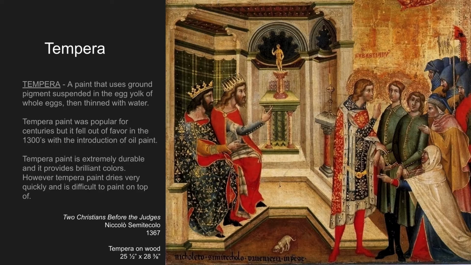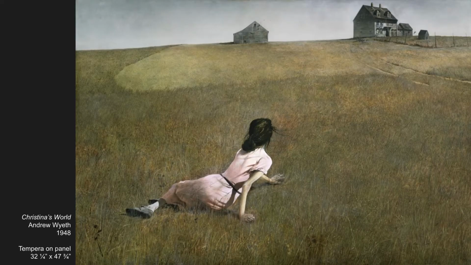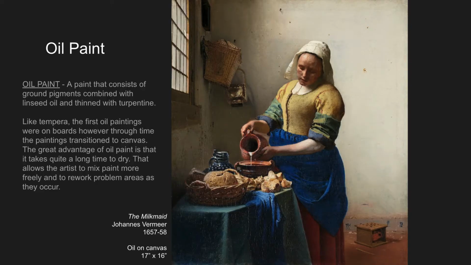It's nice and sturdy. It uses bright colors. It was popular for a long time because it's nice and smooth and easier to mix than encaustic, but it dries very, very quickly. And then we had the development of oil paint. Oil paint was a breakthrough because it takes so long to dry. It allowed artists to become more realistic with their painting, because they can blend it.